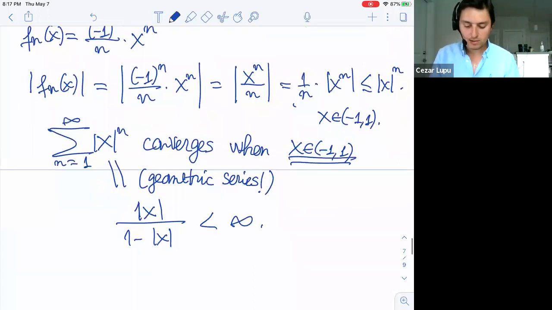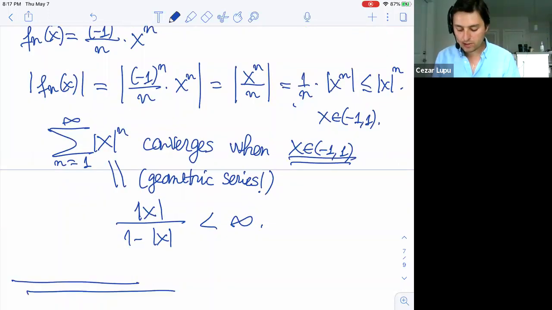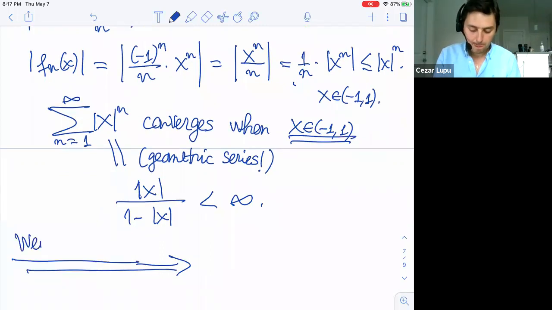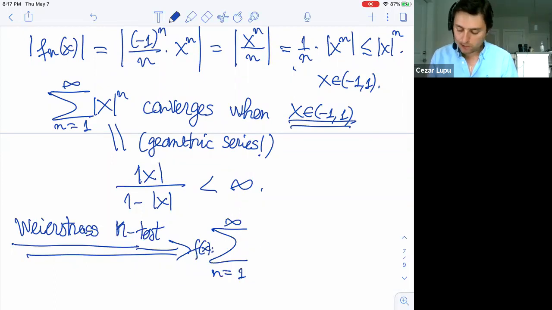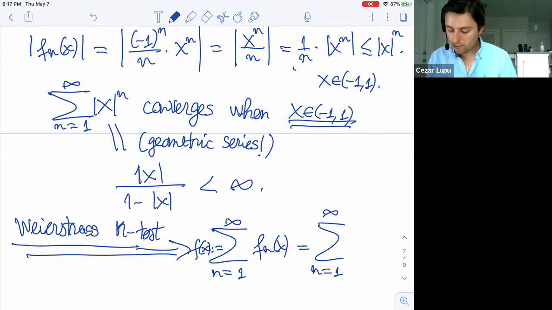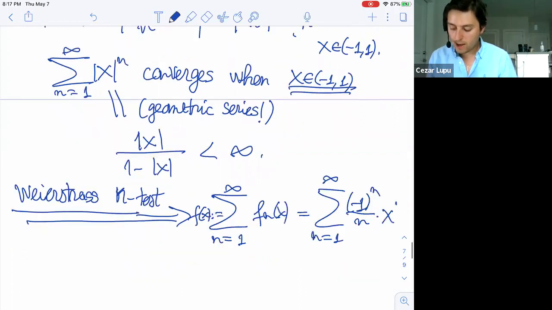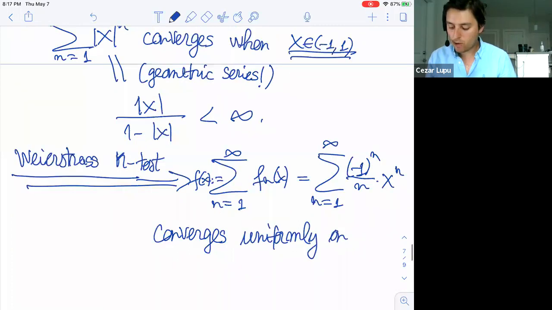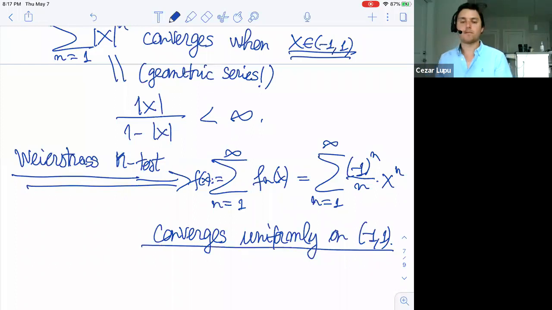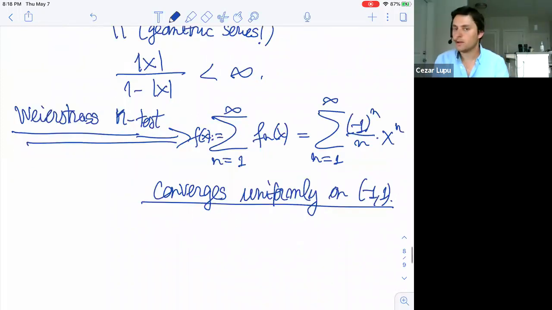So by the Weierstrass M-test, these two conditions are met. So by the Weierstrass M-test, we know that f of x, which is defined by this f_n of x, which is nothing else than just (-1)^n over n times x to the n, converges uniformly on the open interval (-1, 1). So this is what we can say.